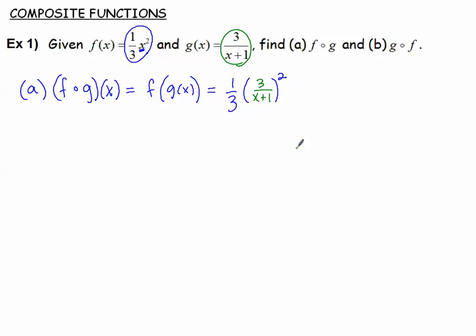And now we simplify. So to simplify, I'm going to square this first. 1/3 is still out in front. 3 squared is 9 over quantity x plus 1 squared. I'm not going to take the time to FOIL that. It's generally not going to be useful to do that. 9 can be divided by 3 times, and I have 3 over the quantity x plus 1 squared.